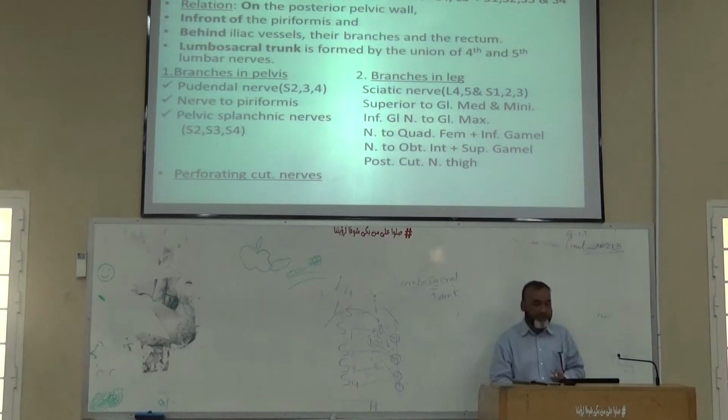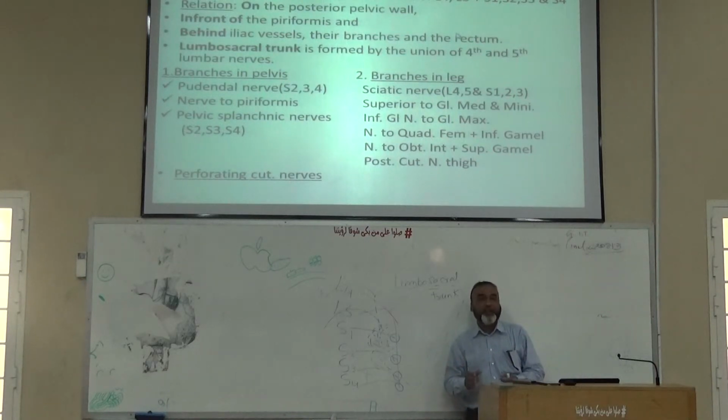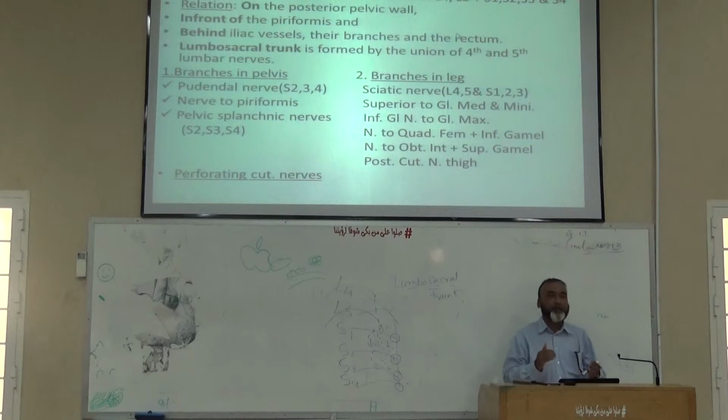Okay. So these are the relations. And the lumbosacral trunk. What is the lumbosacral trunk? It is formed by the union of the fourth and fifth lumbar nerves. Now, if you see the branches of this sacral plexus, they are divided into different parts.